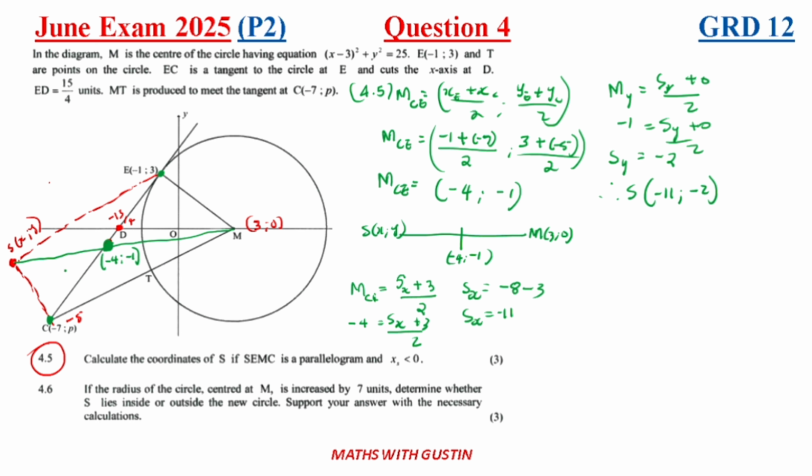4.6. 4.6 says here, if the radius of the circle centered M is increased by 7. So currently we know that the radius here is 5. So if we increase this radius of 5 by 7, it means our new radius is going to be 7 plus 5, which is equal to 12. Okay, so this is the new radius. And then it says determine whether S lies inside or outside the new circle. Support your answer with necessary calculations.